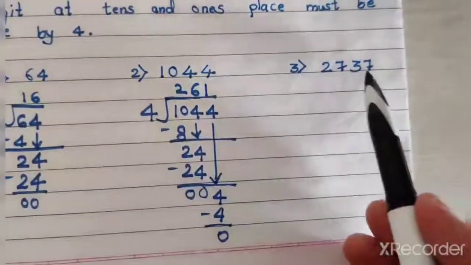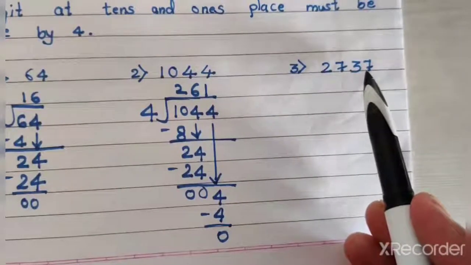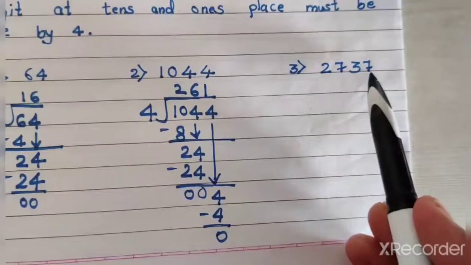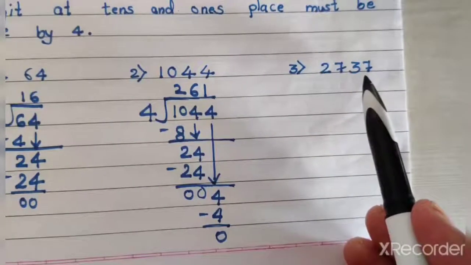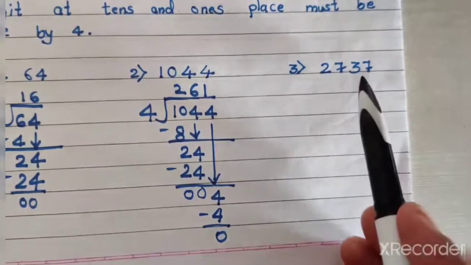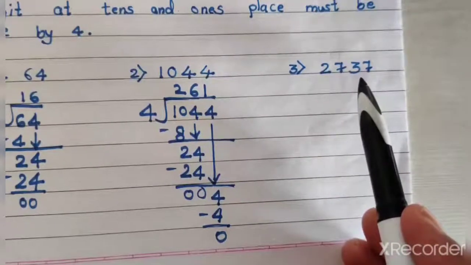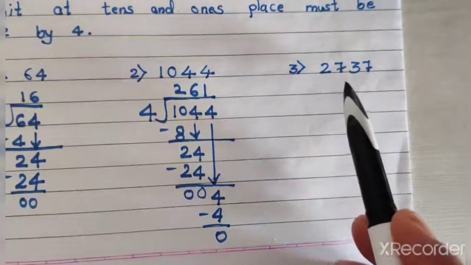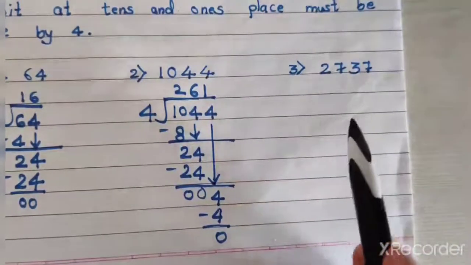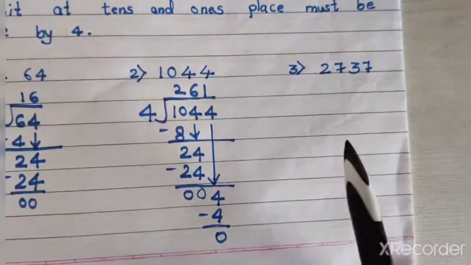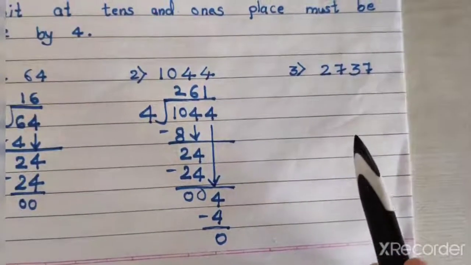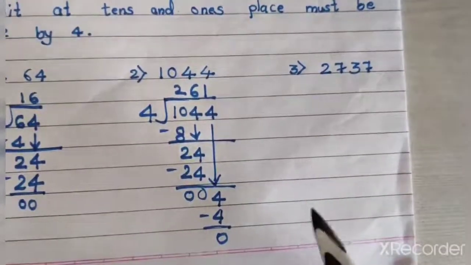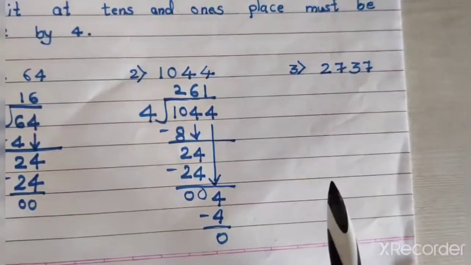Now look here, it's 37. Is 37 a multiple of 4? See, 4 9s are 36 and 4 10s are 40. That means 37 does not come as a multiple in the table of 4. So that means this will not be divisible by 4. Not being divisible means that some digit in the remainder will be left. Understood? So if the division is not complete, we can say the number is not divisible.